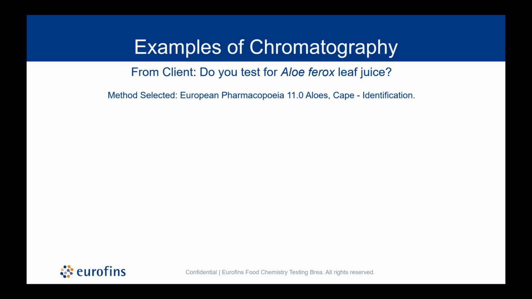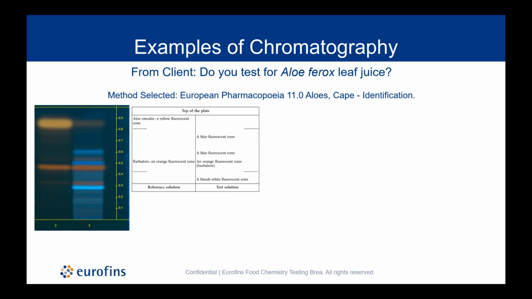So next example from the client, do you test for aloe ferox leaf juice? And in this case, the method that was identified as fit for purpose for this particular request is going to be the European Pharmacopoeia for Cape aloes. The identification section of that monograph contains a TLC test. And so what we have is the first image of 2 images that we'll see, where you can see the actual plate on the left with the dark background, and on the right there in that box is what we'll see for acceptance criteria in this particular monograph method.